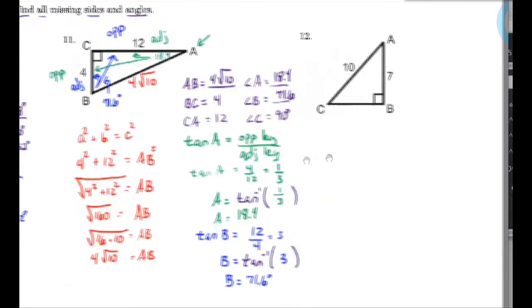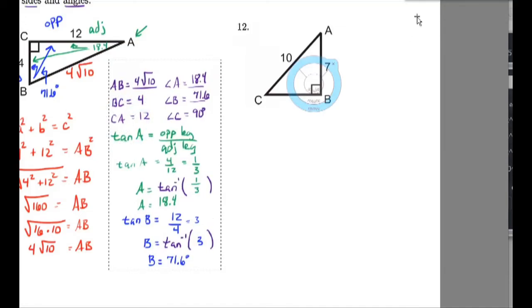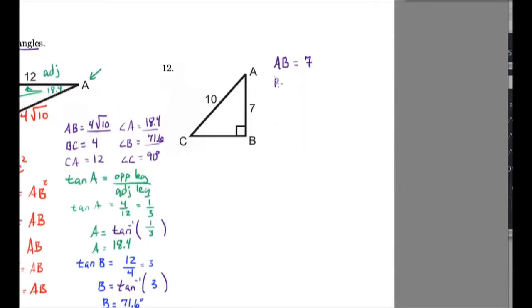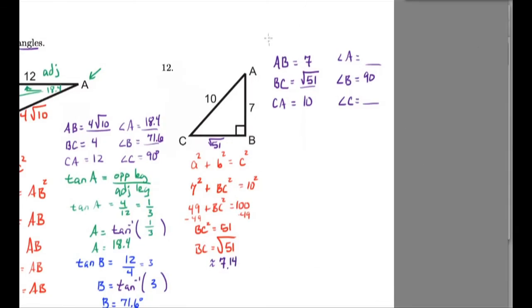So I think you get the idea for number 12. We're given 2 out of the 3 sides and 1 out of the 3 angles, and we can use all the tools at our disposal to find these missing elements. And just pause the video if you need to at any point.